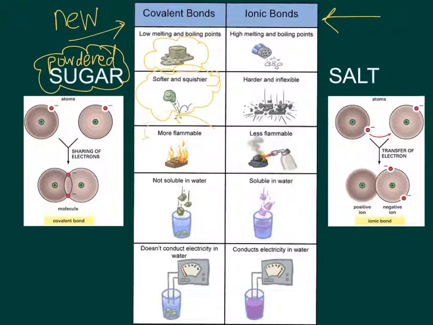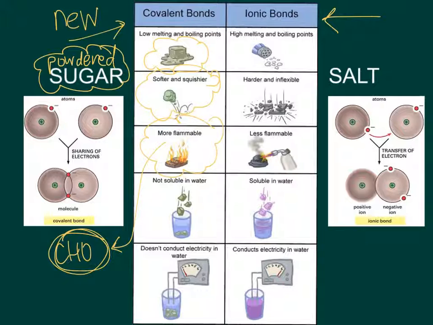Covalent bonds tend to be more flammable. Ionic compounds don't tend to necessarily go up in flames, but covalent bonds do. A lot of covalent bonds tend to have carbon, hydrogen, and oxygen compounds. We call those CHOs, and CHOs are used in things like gasoline and fuel.